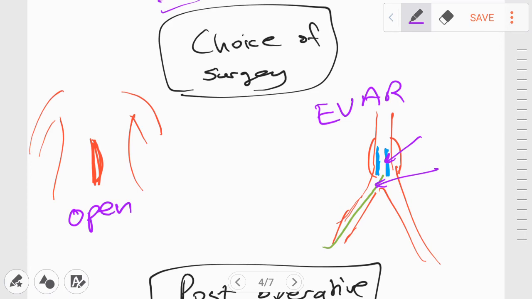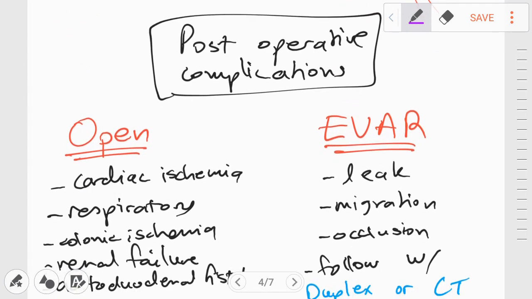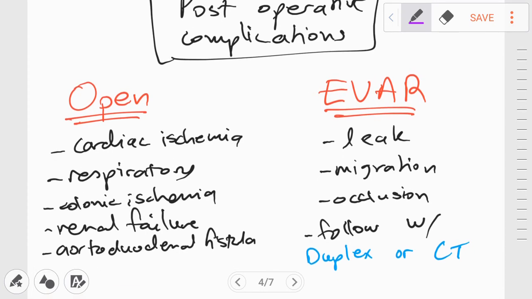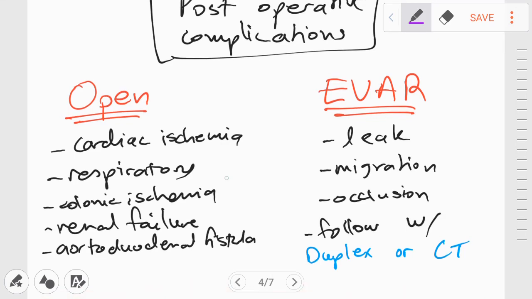So next we'll move on to the post-operative complications, right? You have complications if you perform the open surgery, and you have complications if you perform the endovascular aneurysmal repair. If you perform the open surgery, there is a risk of cardiac ischemia, obviously, because if the patient is losing a lot of blood, there will be decreased cardiac perfusion, and that might be one of the causes of cardiac ischemia. You have respiratory complications like atelectasis, which is the collapse of the lungs.